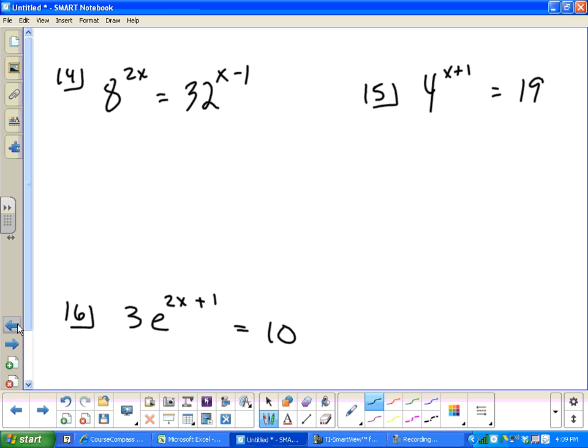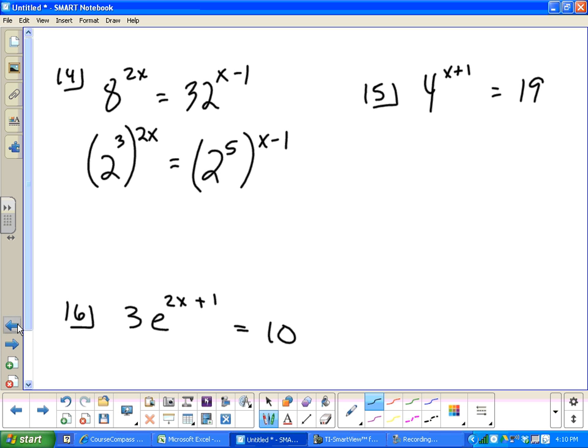Now I'll give you a little bit of assurance on the test. The directions will be a little bit clearer on a problem like 14. The idea is you can write both sides with a common base, and your directions are going to give you a hint on that on your test. But with 8 and 32, both of those numbers could be written with a base of 2. So 8 could be written as 2 to the third power. And so now I can write this as 2 to the third to the 2x. And then 32 could be written as 2 to the fifth power.